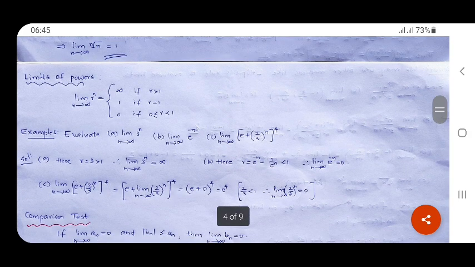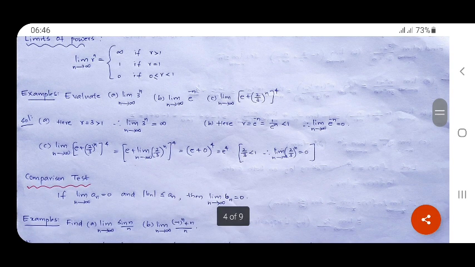Then limits of certain powers. Limit n tends to infinity, r power n is equal to infinity if r is greater than 1, 1 if r is equal to 1, and 0 if 0 is less than or equal to r less than 1. So if r is a real number greater than or equal to 0, that means a non-negative real number, then if you choose the limit r raised to n, it can be either infinity or 1 or 0 depending on where r lies. If r is greater than 1, it diverges. If r is 1, it converges to 1. And if r is between 0 and 1, then it converges to 0.